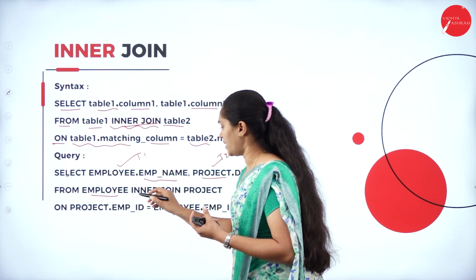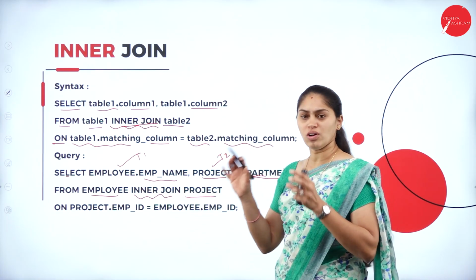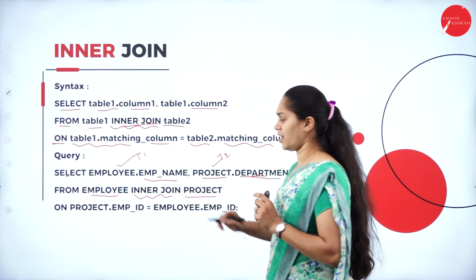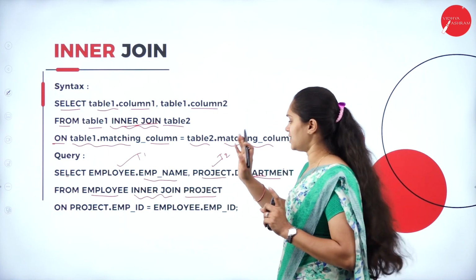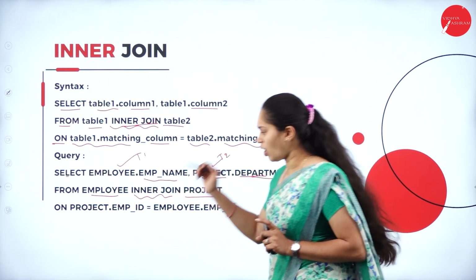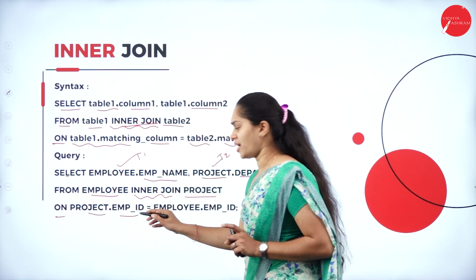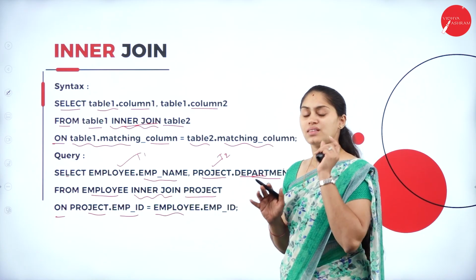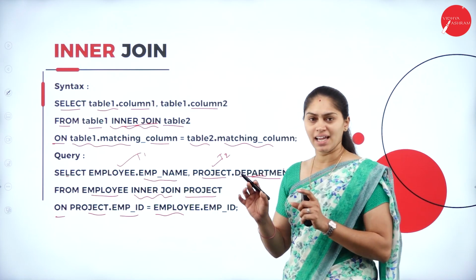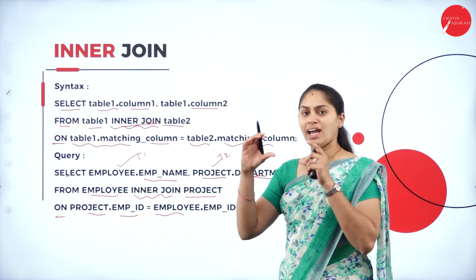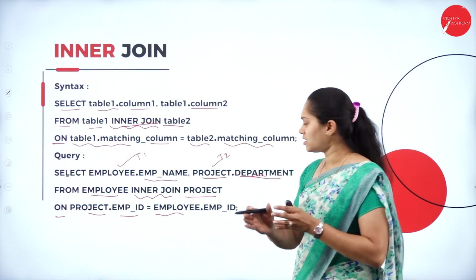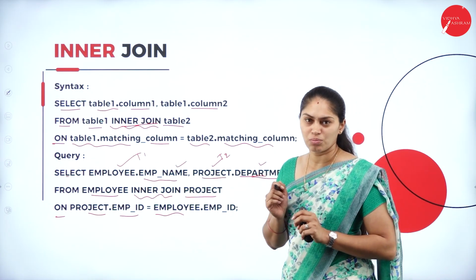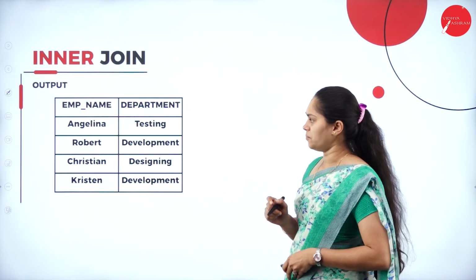From employee inner join project. So we are using the tables employee as well as project in the inner join. On what basis am I taking this employee name and department? On project dot employee ID is equal to employee dot employee ID. The column called employee ID in both the tables, where we have a match, then that employee name and department has to be written as output. Fine. We'll see the output here.